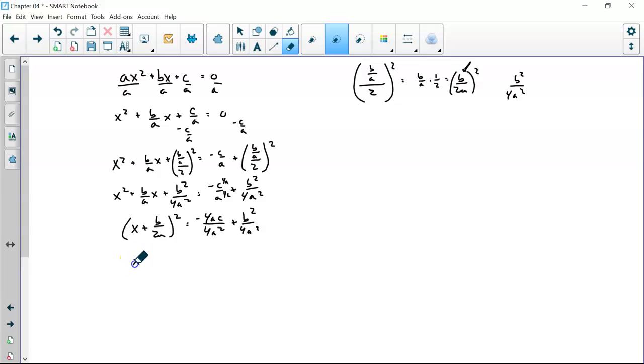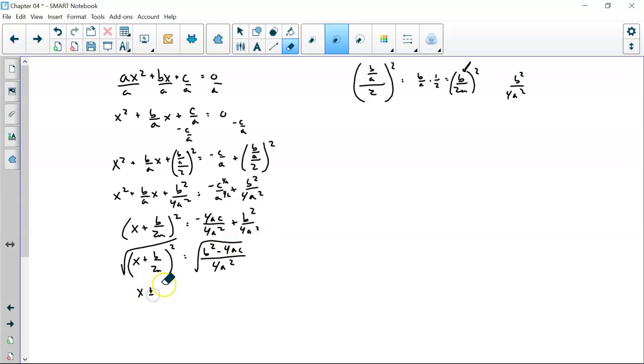So on the left-hand side, we get x plus b over 2a squared still equals, and when I rewrite this, it's b squared minus 4ac over 4a squared. We just combined those two fractions. We added them up. Take the square root of both sides.